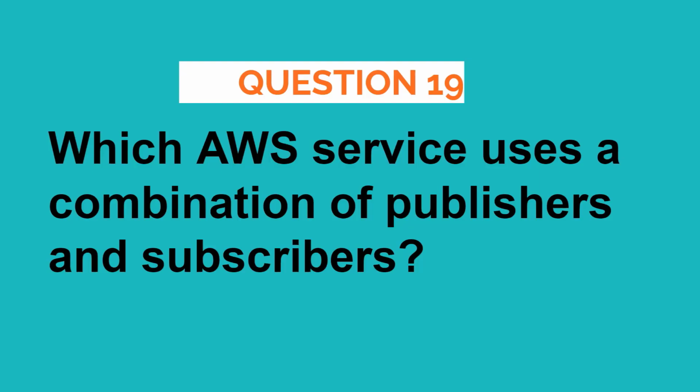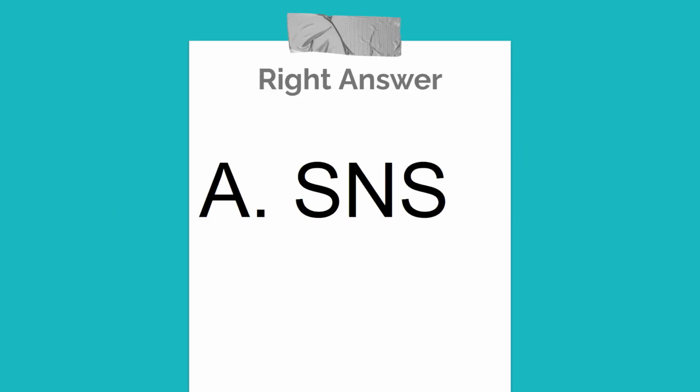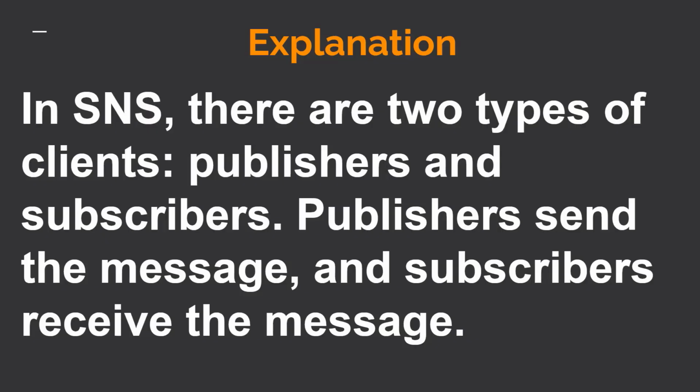Question 19. Which AWS service uses a combination of publishers and subscribers? Options. A. SNS. B. RDS. C. EC2. D. Lambda. Right answer is A. SNS. Explanation: In SNS, there are two types of clients: publishers and subscribers. Publishers send the message and subscribers receive the message.